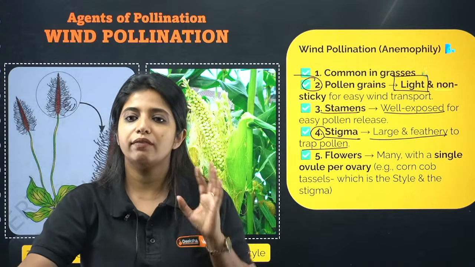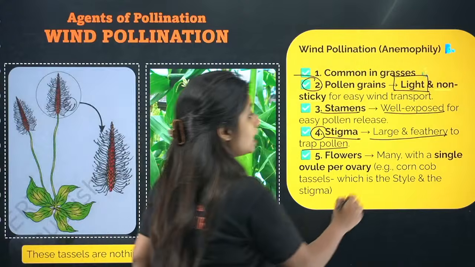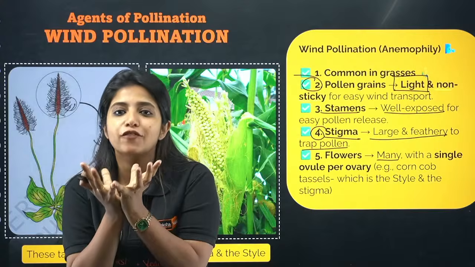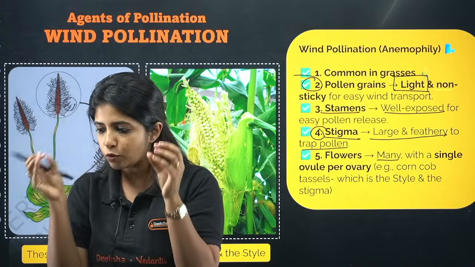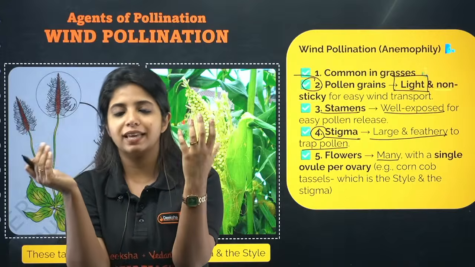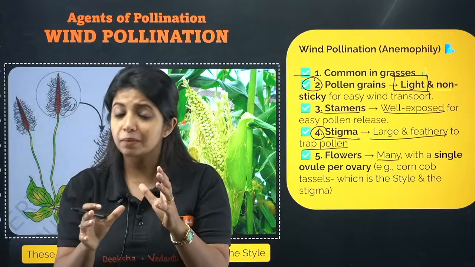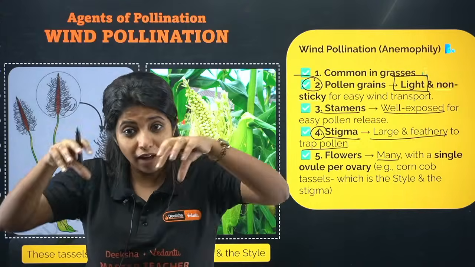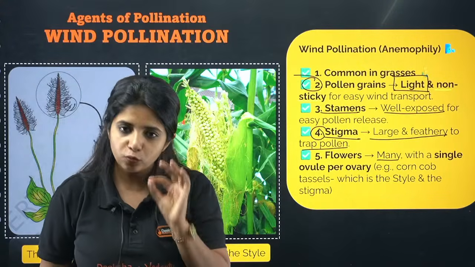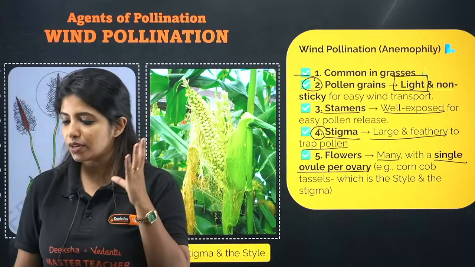So we can remember that the flowers are usually many, and the many flowers are grouped together to form an inflorescence. So many small flowers come together to look big, so that pollination can happen if anything comes through wind. But all the flowers of this inflorescence will have just one ovule per ovary. Single ovule per ovary. So please remember that also.